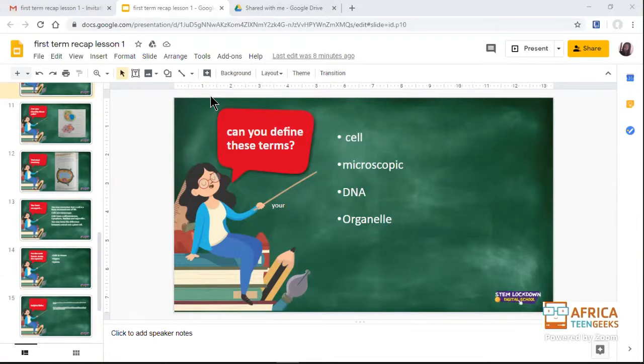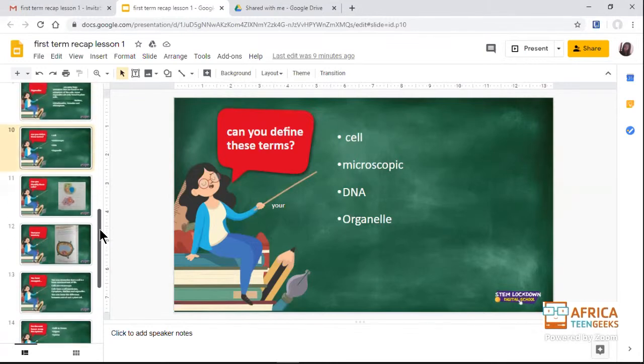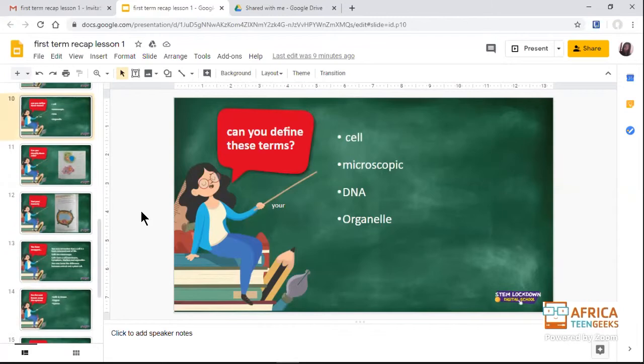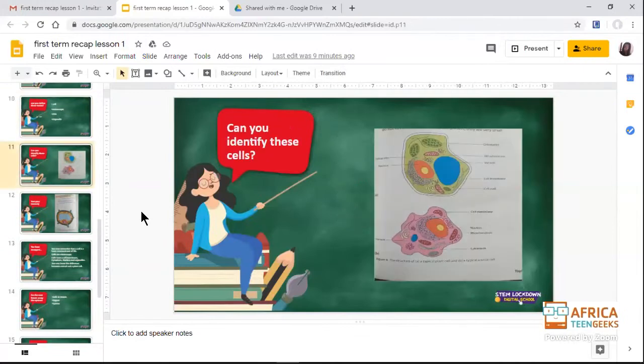Any of a number of organized or specialized structures within a living cell. Thank you guys for those definitions. You are correct. And remember to have a terminology book for each of the sections that you cover. That way it makes studying much easier. So write down all the terminologies. That's what I mean. So thanks for all the responses and for participating.